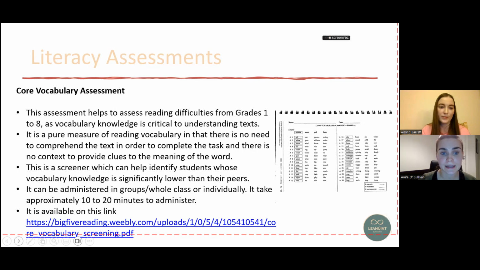It is a screener, so it can be used to help identify pupils whose vocabulary knowledge is significantly lower than their peers. And like we said, it can be administered in groups or as a whole class, but it can also be administered individually if that is what you are looking for. It takes approximately 10 to 20 minutes to administer, so it's quite time efficient as well, and it is freely available on that link.